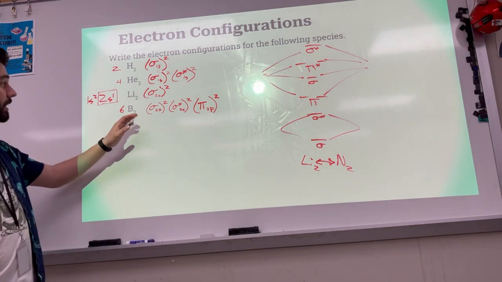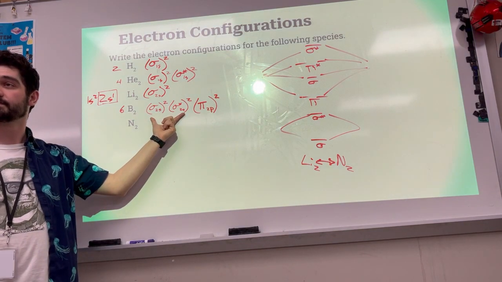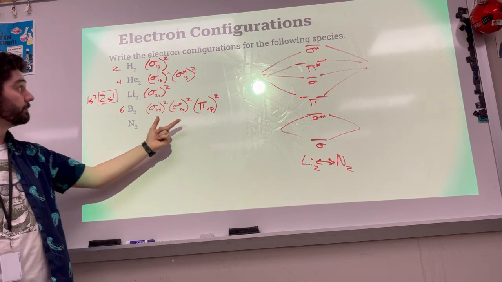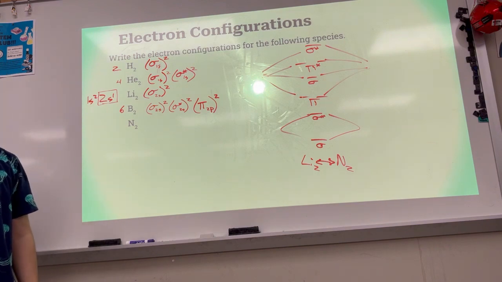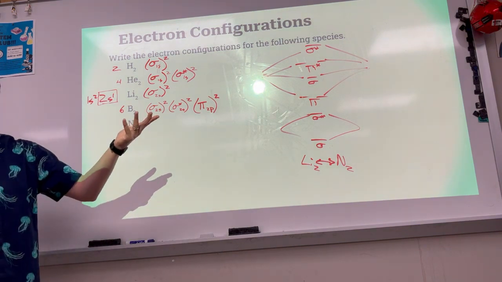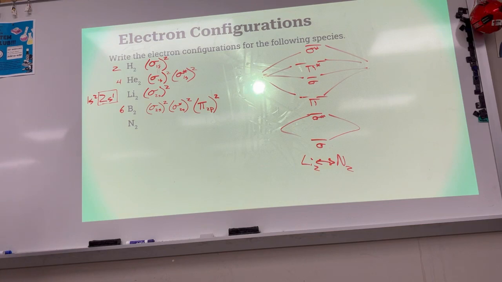So beryllium, how do you end up with sigma and sigma star both having... Yes, for beryllium it would just be these two. But wouldn't that end up with a bond order of zero? Yeah. Yep, just like helium too. So it just doesn't bond? Doesn't bond, doesn't really exist. We can make a diagram for it, but that doesn't mean it exists.